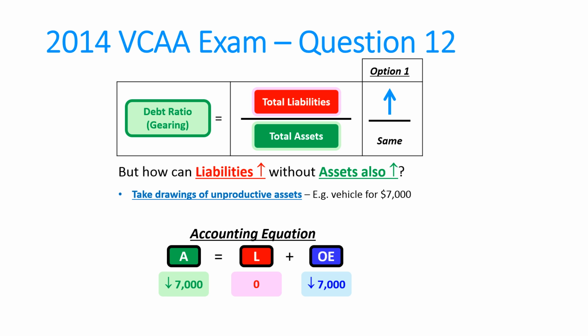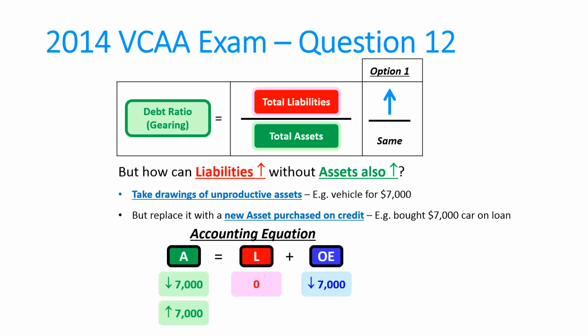Well, what if after we got rid of that car, we went and bought another one, but we bought that new car on credit? So we went and bought it, so I got a new asset of $7,000, but this time I paid with a loan. So in this case, my liabilities have gone up. Nothing's happened to owner's equity. Does this meet the criteria? It does. Let's have a look why.